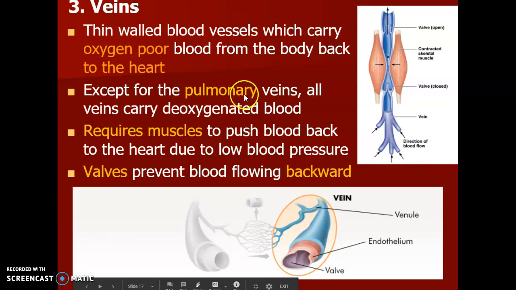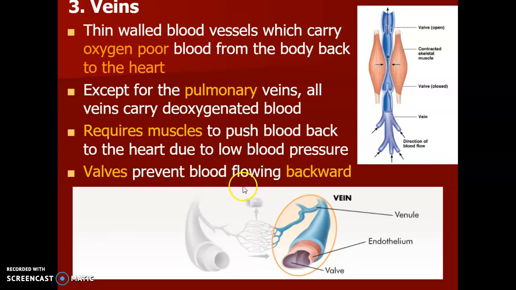And except for the pulmonary veins, all veins carry deoxygenated blood, which is a fancy way of saying blood low in oxygen. Remember, a vein is a blood vessel that carries blood back to the heart. The pulmonary veins carry blood from the lungs to the heart. So since they're going from the lungs to the heart, they're a vein, but because they've come from the lungs, they picked up oxygen in the lungs, so they have lots of oxygen. Only the pulmonary vein is the exception. All other veins carry blood low in oxygen.